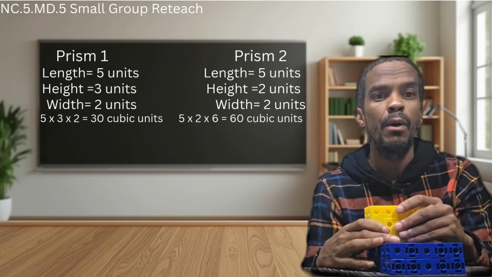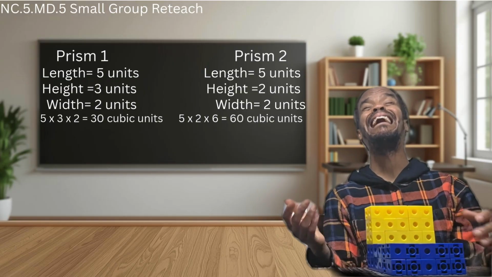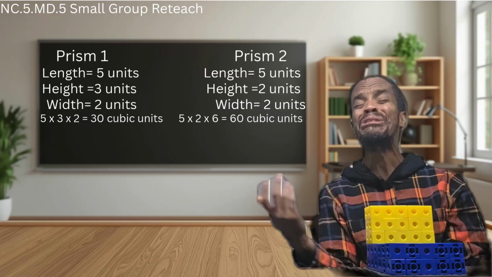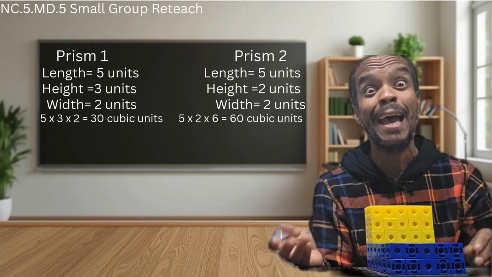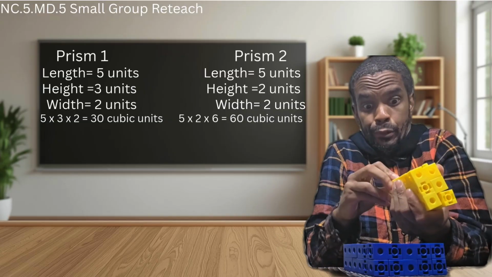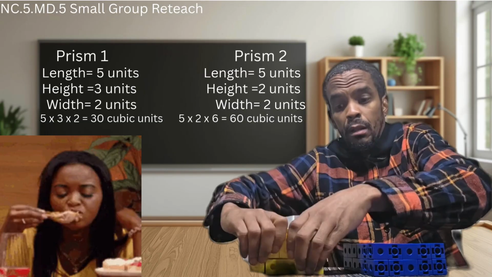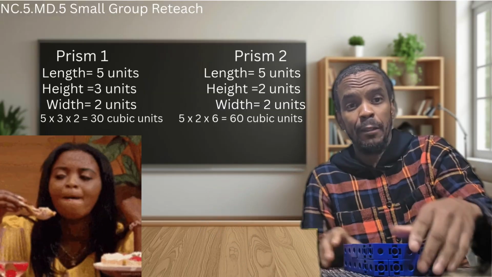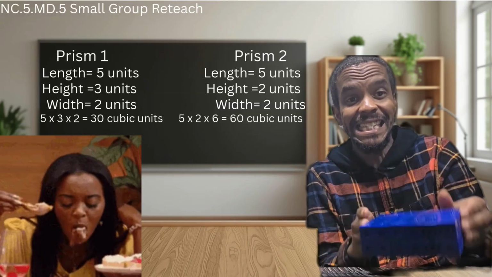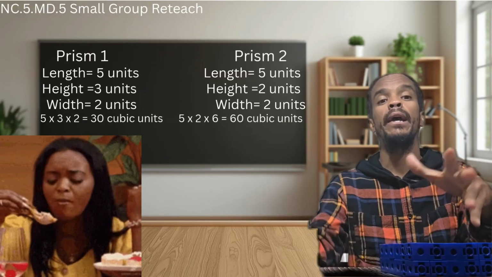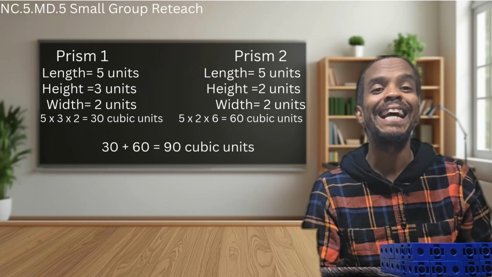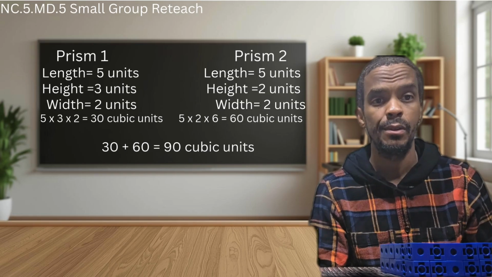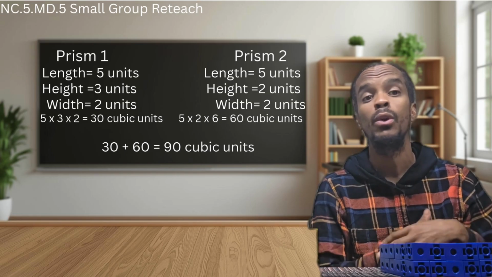All right, so now, what do we need to do, Miss? We need to add them because we need to get the total of the whole figure. So let's add them. My bad. Bloopers. All right. So this is our 30 piece no biscuit right here. This is our 60 piece no biscuit. And when we add them all together, we get 90 cubic units. Okay. 90 cubic units, no biscuit.